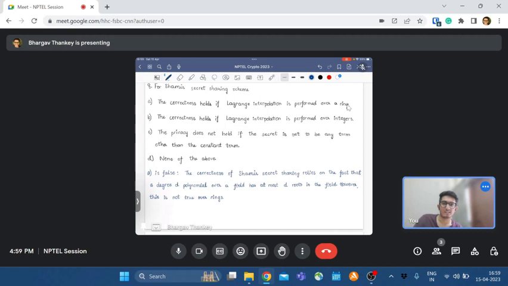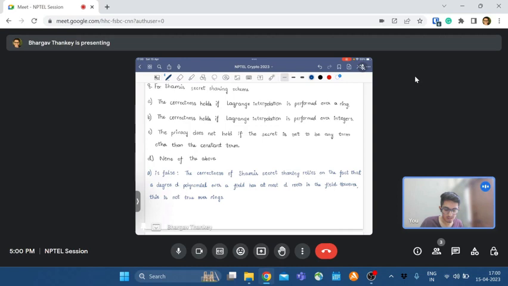So the correctness need not hold when we perform Lagrange interpolation over a ring, because what can happen is, even if you have D plus one points, there might still be multiple degree D polynomials passing through those points. So even if you have D plus one points, you need not be able to recover the secret correctly. So A is false.